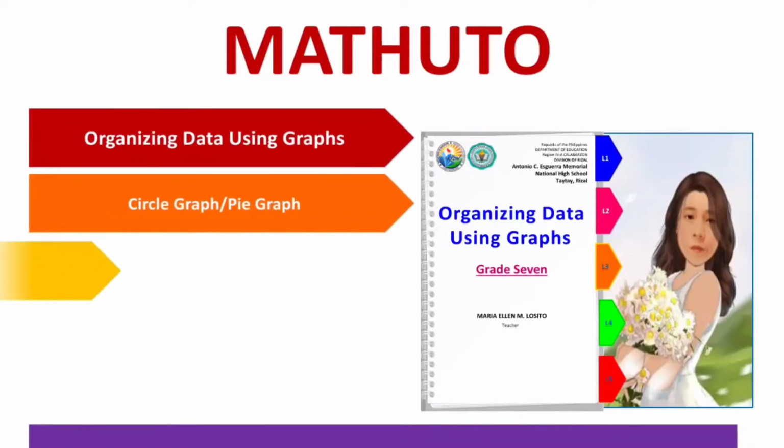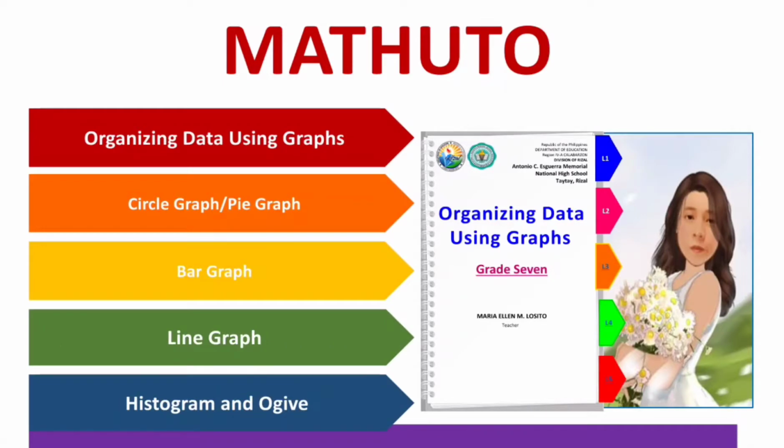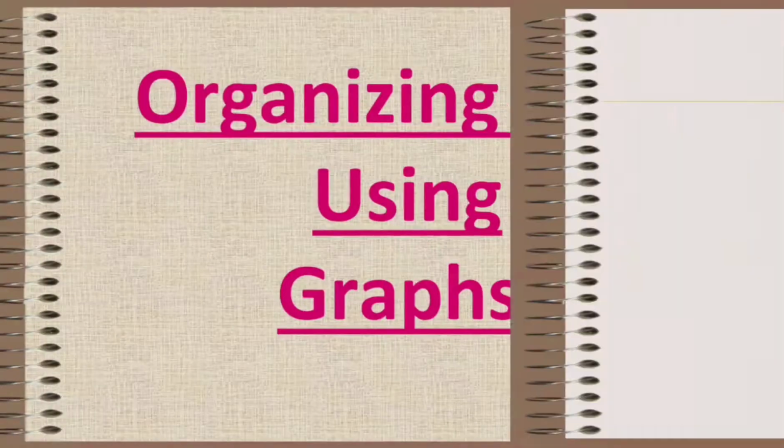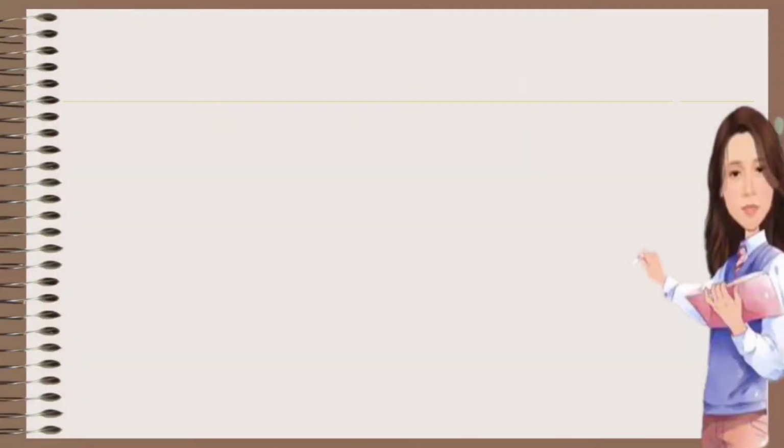So in the previous lesson, you have learned about organizing data using a frequency distribution table. This time, we will organize data using graphs. These are the circle graph or pie graph, bar graph, line graph, histogram, and ogive. So let's have this review.